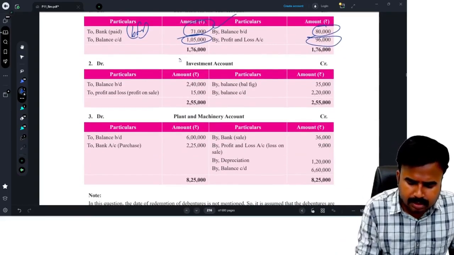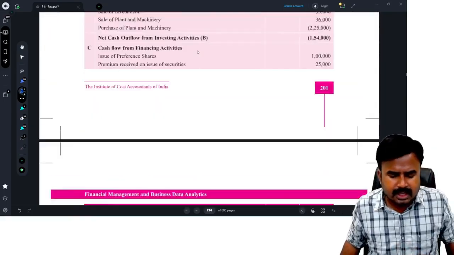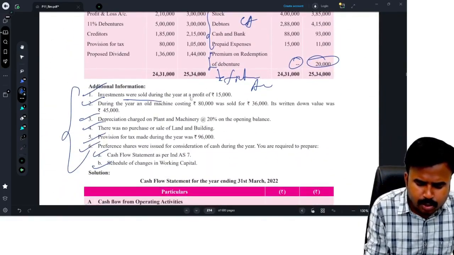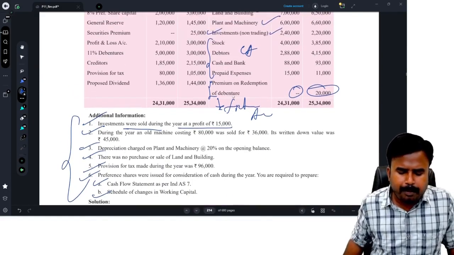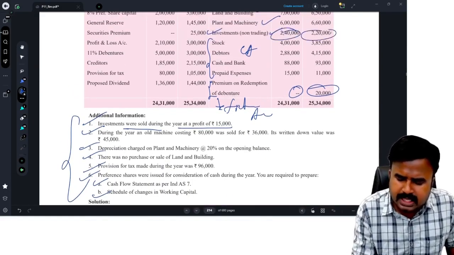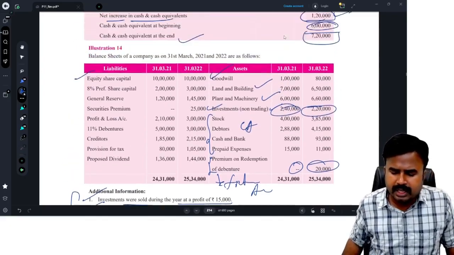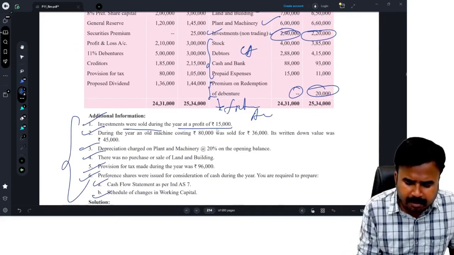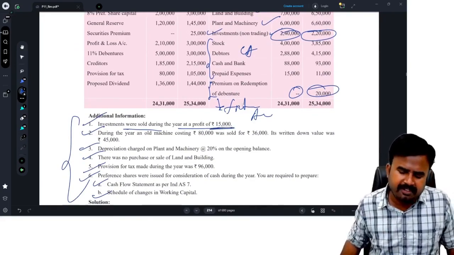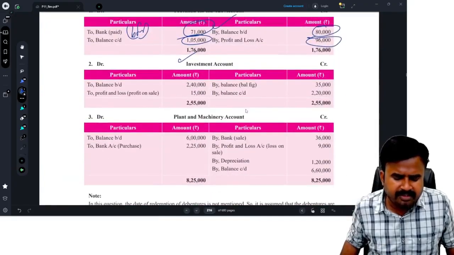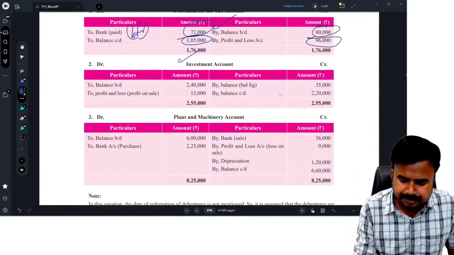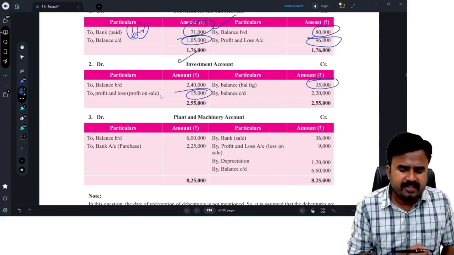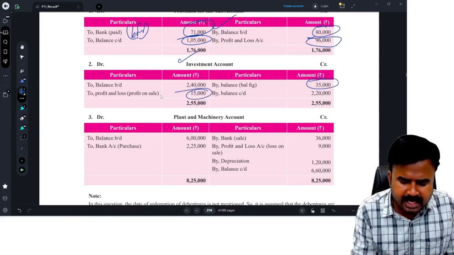Investment account. I'm just explaining directly by seeing these accounts. Please look at the transaction. Investments were sold during the year at a profit of 15,000. Opening investment balance is 2,40,000. Closing investment balance is 2,20,000. So the difference is 20,000. So 20,000 cost of the investments were sold at a profit of 15,000. So the sale value must be 35,000, that is 20 plus 15. By bank 35,000. The profit is credited to profit and loss account, on the debit side of the investment account, to profit and loss account or profit on sale of investments account.